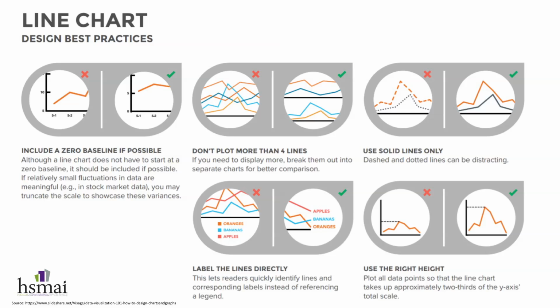Lastly, and this is something I catch myself doing all the time, label the lines directly. I always label them with colors, but when you have 5 categories in it, no one knows which one is which one.